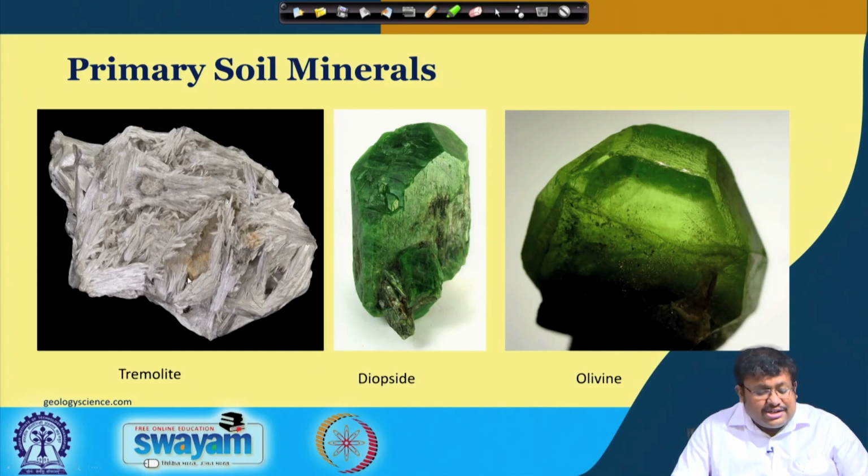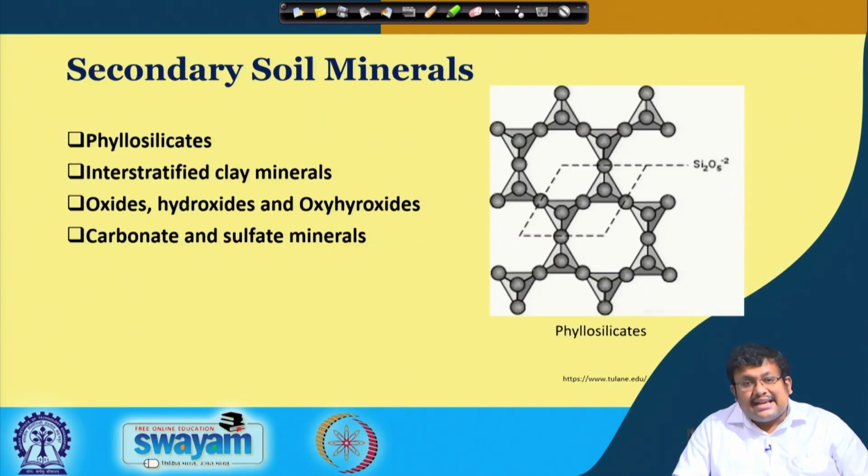This is an example of tremolite. As you can see, this is diopside and olivine, all these are primary minerals. All these primary minerals form the skeleton of the soil, that means the sand and silt fraction. And whenever we go from the primary minerals to the secondary soil minerals, the chemical nature gets changed. Remember, these primary minerals maintain their chemical composition irrespective of their size. They maintain their original chemical composition from the rocks from which they developed.